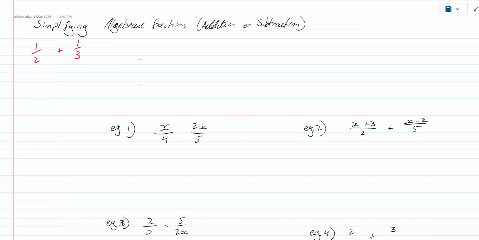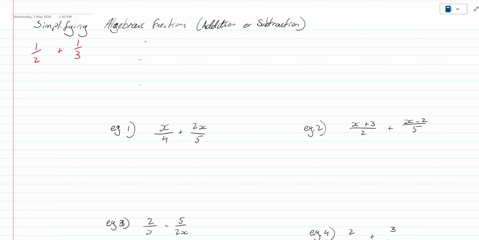Everyone. Today we're looking at simplifying algebraic fractions with addition or subtraction. So if we think about a simple fraction addition, here we have a half plus 1/3. We're not able to add these two fractions without first finding a common denominator.